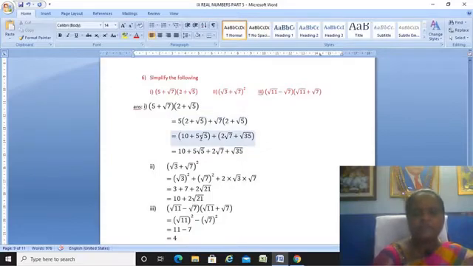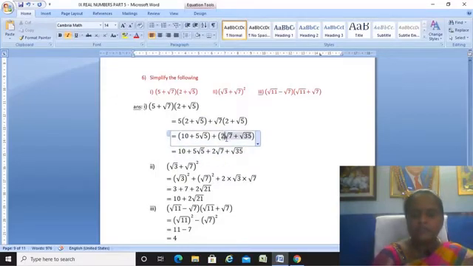So inside the first bracket we have 10 plus 5 root 5, and in the second one, 2 into root 7 is 2 root 7, root 5 into root 7, that is 5 times 7, is root 35. Now if we remove the brackets, first one 10 plus 5 root 5, in the second bracket 2 terms are there, 2 root 7 and root 35, and both of them are multiplied with the plus sign. We get it like this. This is the answer.